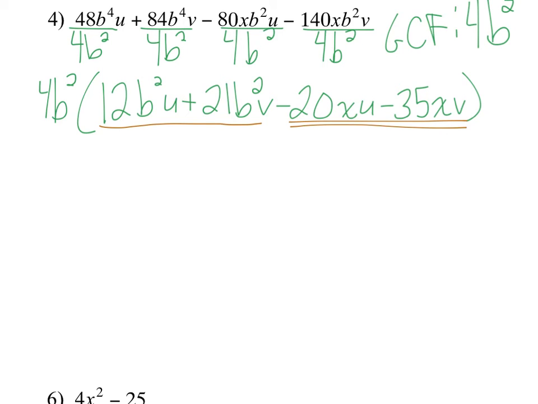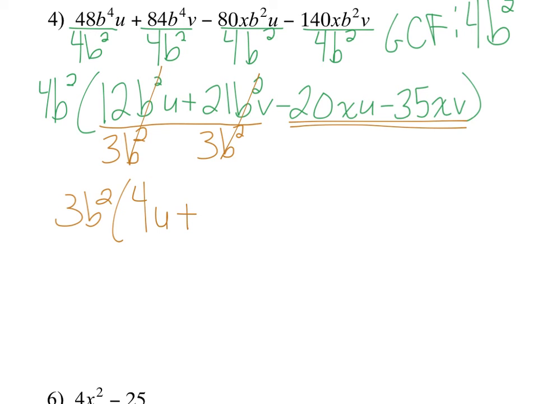Okay, so 12 and 21, I know that 3 goes into both of those, and they both still have a b squared. So I'm going to remove that as well. So if I take out a 3b squared, that's going to leave me with, and remember, we're just dividing here, 4, the b squareds knock out, and I have a u. And if you want to actually physically knock those out, you can. And then 21 divided by 3 is 7, and there's still a v left over.